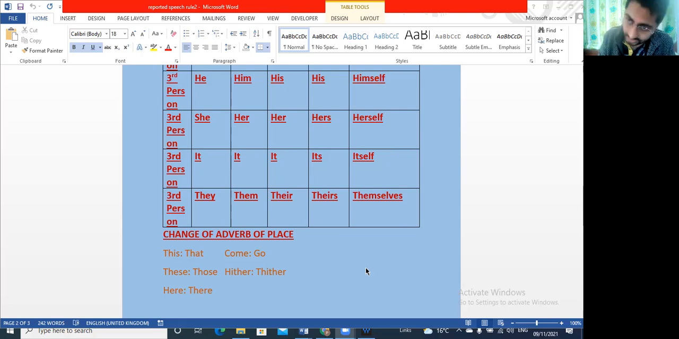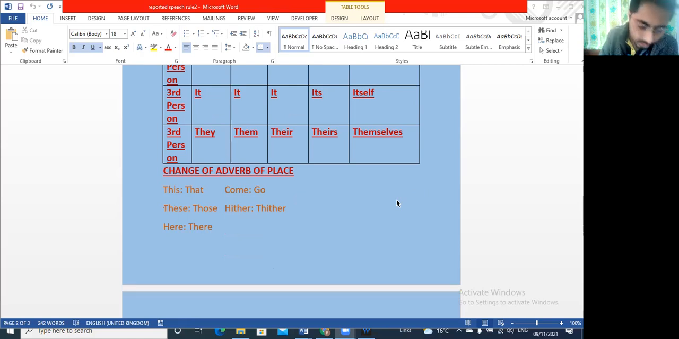Now let's move on. What is the objective form of they? Them. What is the subjective possessive case of they? Their. What is the objective possessive case of they? Theirs. What is the reflexive case of they? Themselves. So why is SELVES used over here? Because they is plural, and to point out the reflexive form of a plural one, the reflexive pronoun should also be plural. Let's not forget this thing.